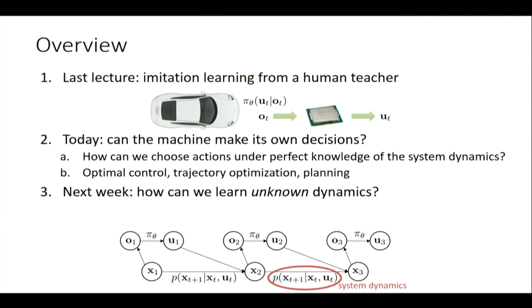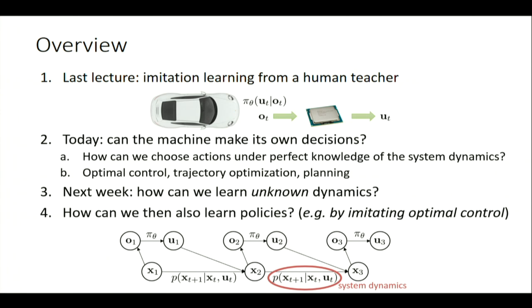Next week, we're going to talk a little bit about what happens if you don't know the dynamics. So if you don't know what this distribution is, can you, for example, learn from data and then do optimal control, trajectory optimization, or planning? So that's something we're going to cover next week. And then after that, we're going to talk about how we can use this to actually then learn policies using deep neural networks. And that's going to be kind of like imitation learning, only it's going to be imitating an optimal controller instead of a human. And today we're going to cover point 2 up here. How can we actually make those decisions if we know the dynamics? OK, so next week we'll talk about the policy.